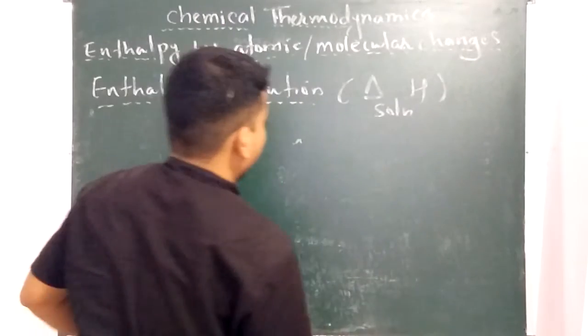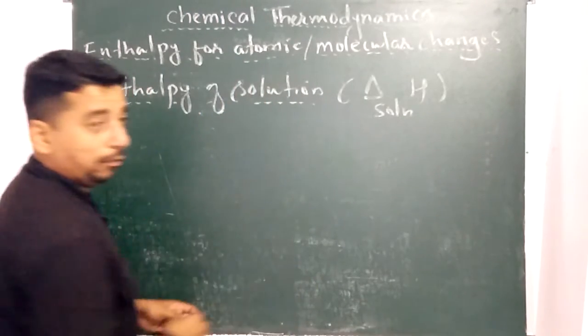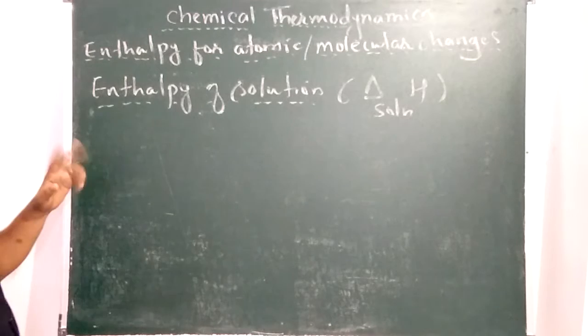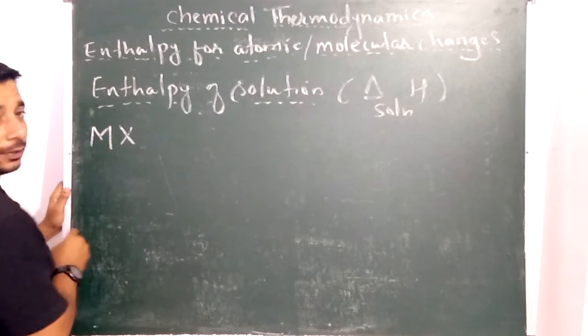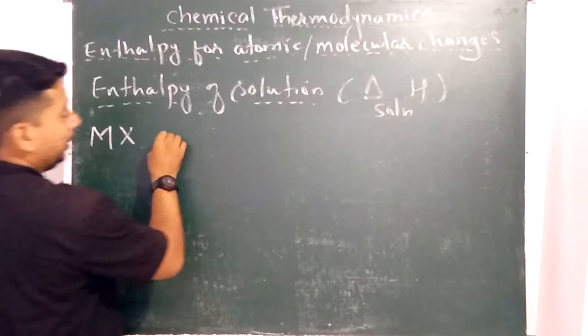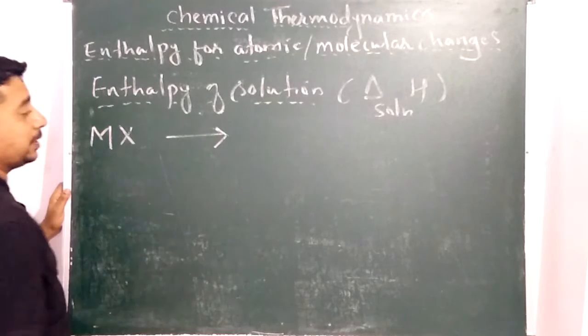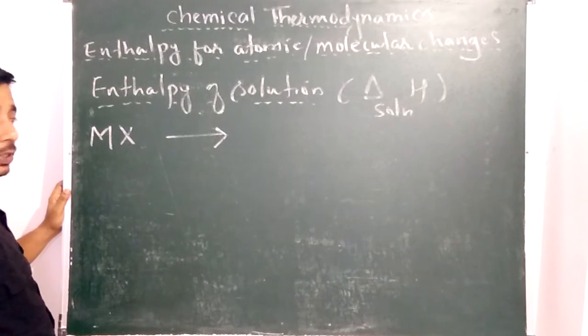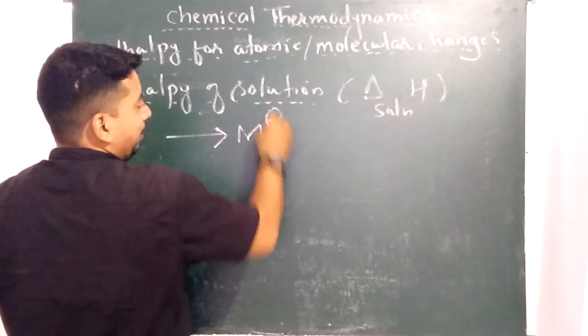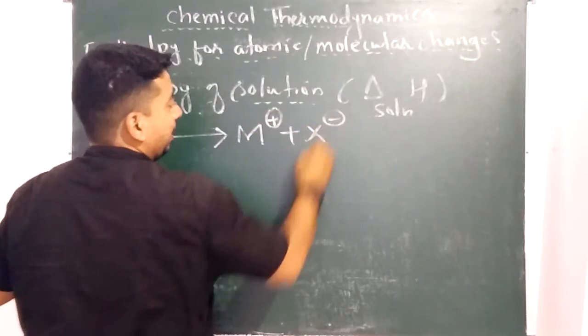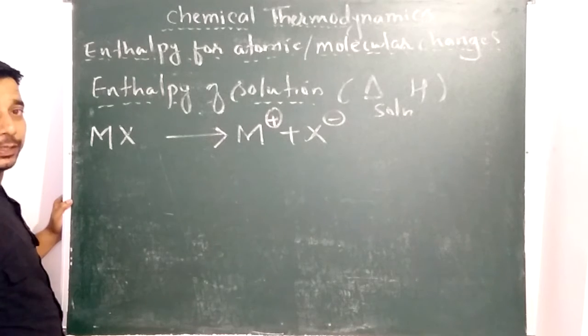Consider an ionic solid. When an ionic solid is dissolved in water, it dissolves in 2 steps. Now consider this ionic solid as MX. This MX will first dissociate into ions. It will form M plus ion and X minus ion.